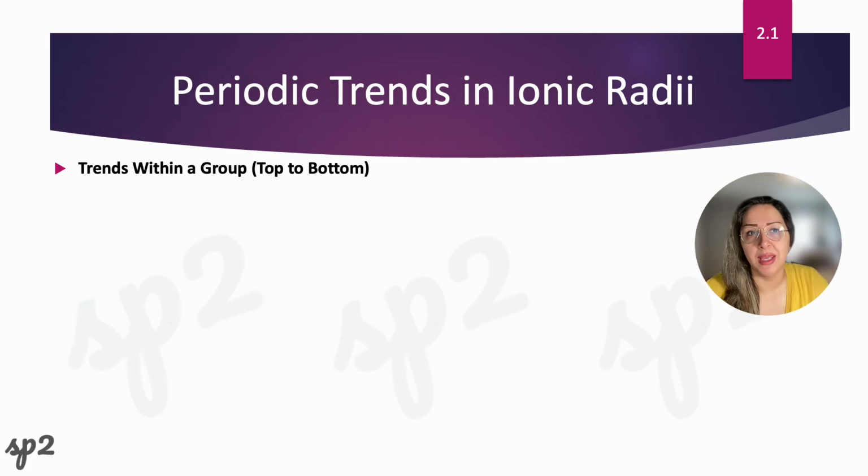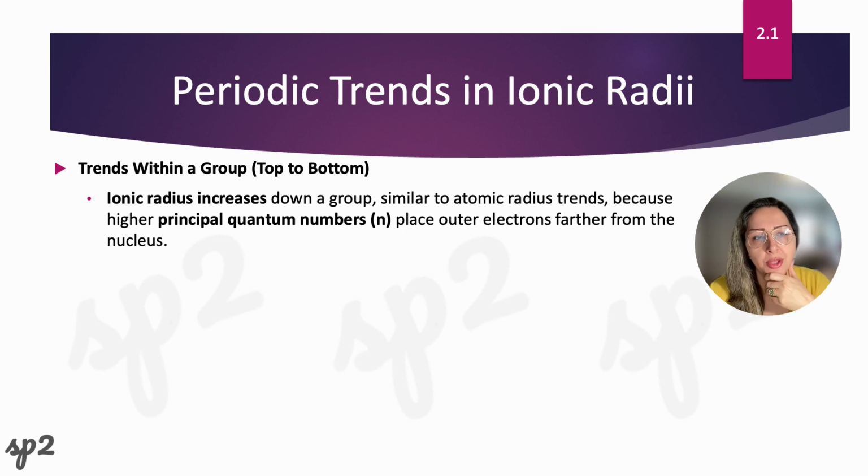Okay, now we're going to be looking at the periodic trends in our ionic radii. Okay, so if you're moving from the top to the bottom, down a column or a group, the ionic radius is going to increase, just like what we had for the atomic radius, for the exact same reasoning, right? So the principal quantum number is going up as you go down a group, and therefore we are expecting to get expansion, right? And therefore a larger size for our radius.